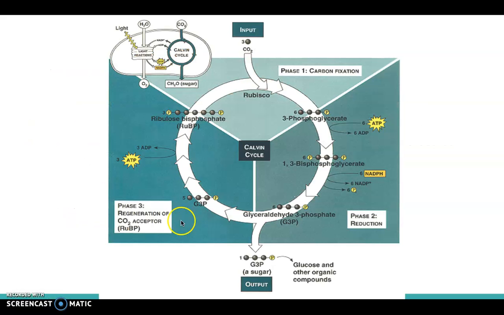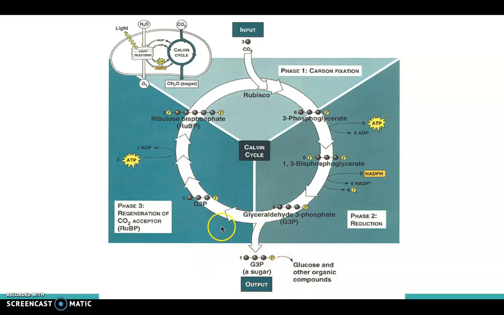So what does that mean? If you look back at this image here, simply you would have to multiply everything by 2. So you would need a total of 6 carbon dioxide, which means 12 phosphoglycerate, 12 1,3-bisphosphoglycerate, 12 glyceraldehyde 3-phosphate, which means that you're going to lose 2 of these G3Ps. That's going to go on to create 1 full glucose molecule.